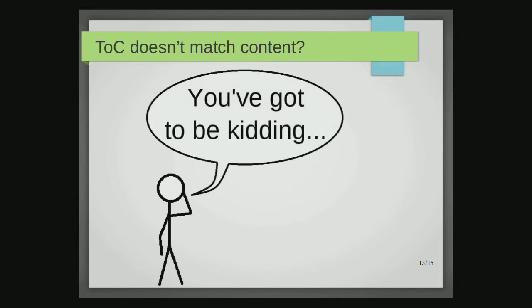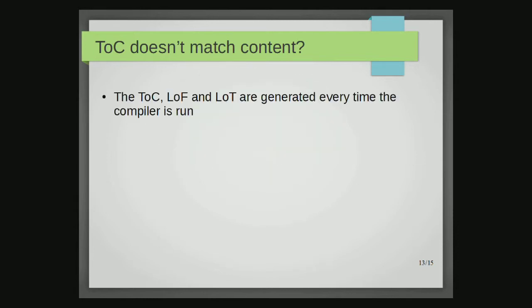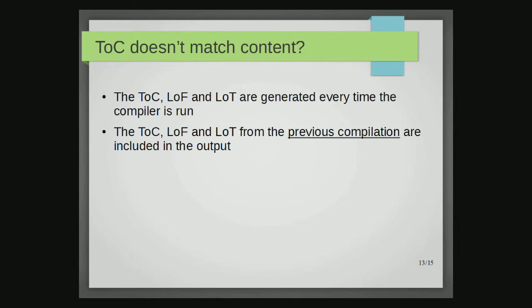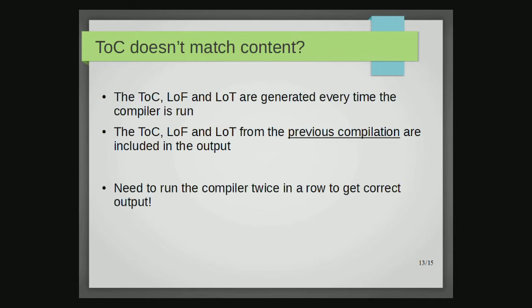Nice! Now we have our table of contents, but hey, that's wrong. Something doesn't work properly. Neither the table of contents, nor the list of figures, nor the list of tables match the content. Why is that? It turns out that all of these things are generated every time the compiler is run, and the table of contents, list of figures, and list of tables are read from the previous compilation. So in order to correctly update them, we need to run the compiler twice in a row.